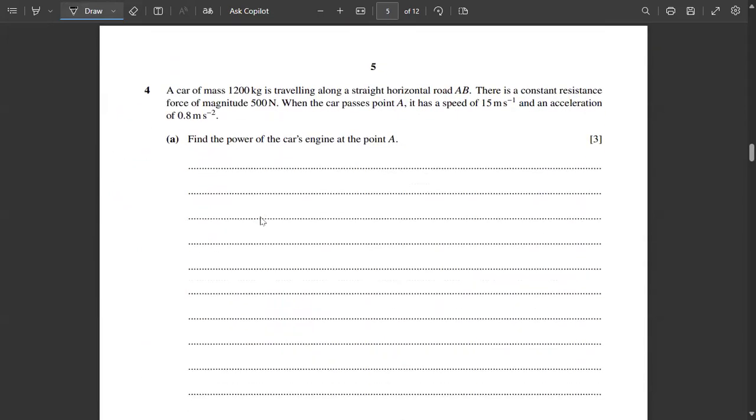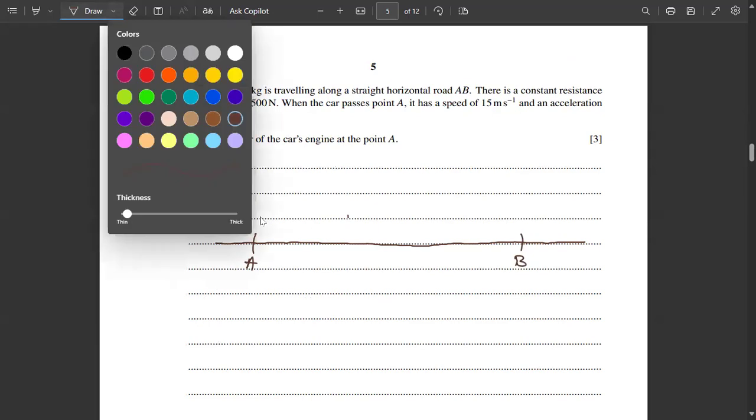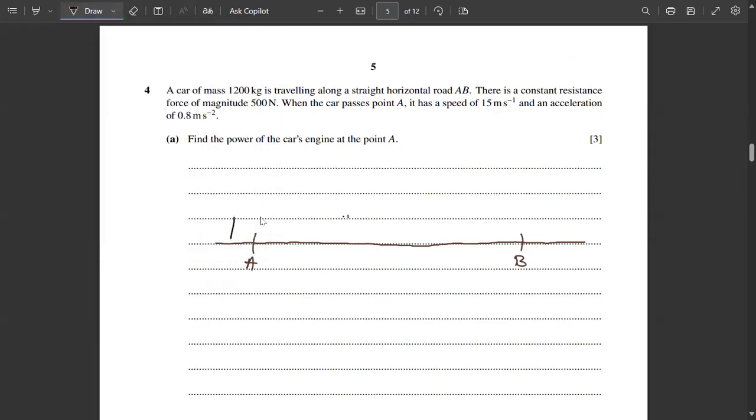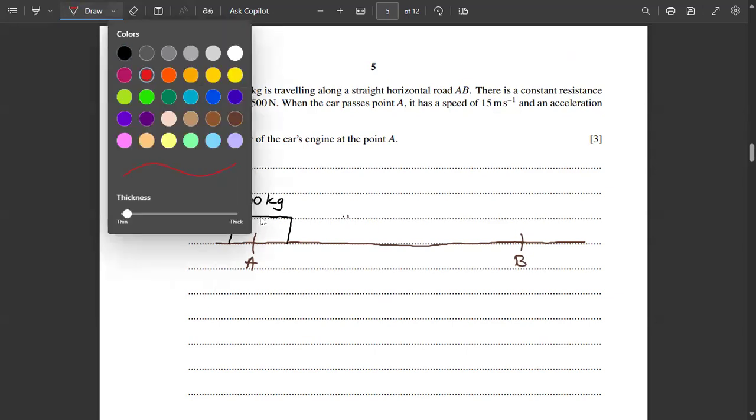Now let's go to the fourth question. A car of mass 1200 kg is traveling along a straight horizontal road. Let's start drawing the diagram. Let A be here, B be here. So the mass of the car is 1200 kg. It is traveling along a straight road with a constant resistance force of 500 Newton.